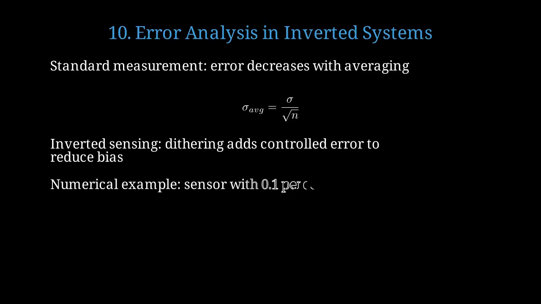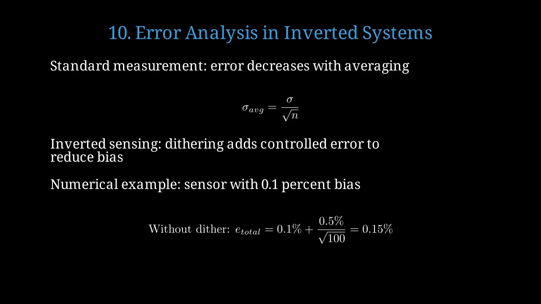Consider a numerical example with a sensor that has 0.1% systematic bias and 0.5% random noise. Without dithering in 100 samples, total error is 0.1% bias plus 0.05% random error, giving 0.15% total.